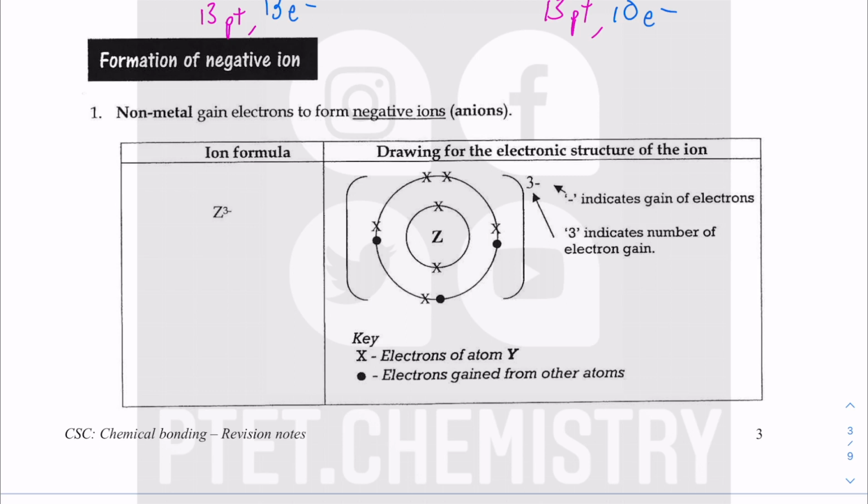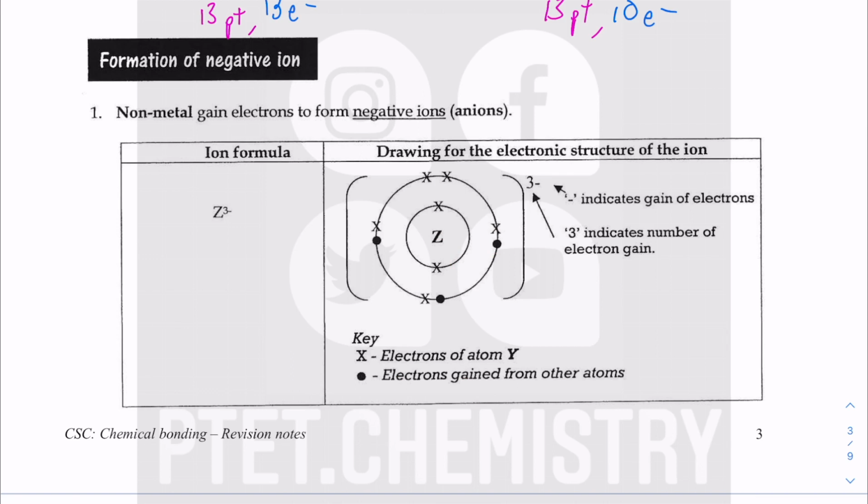Onto the negative ion, so the nonmetal will gain electrons to form negative ions called anions. So just now, we lose electrons and we get a positive charge. When we gain or receive electrons, we get negatively charged ions called anions. The number, whether it's -1 or -2 or -3, indicates how many electrons have been gained. Alright, and we draw the electrons being gained using dots in order to show that these electrons are different from the crosses. They are the original electrons of that particular element.